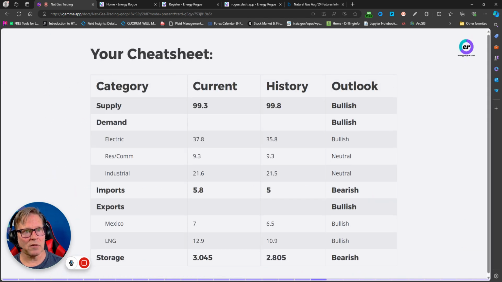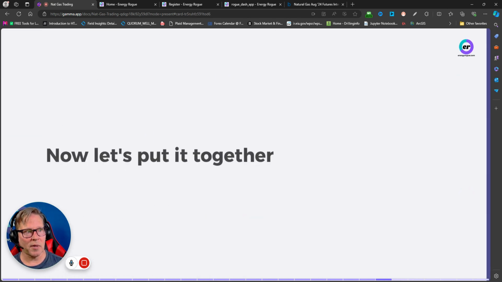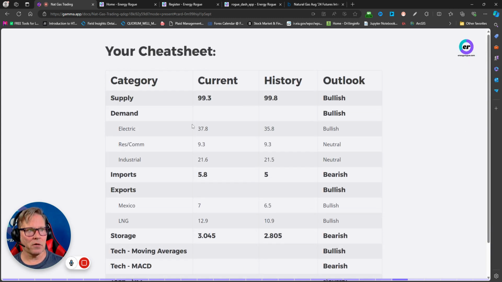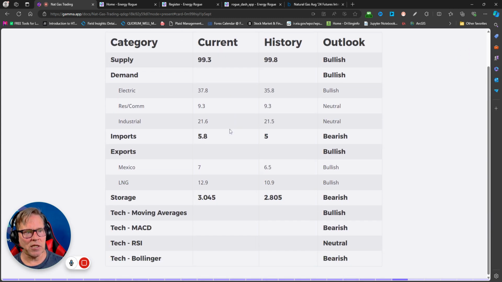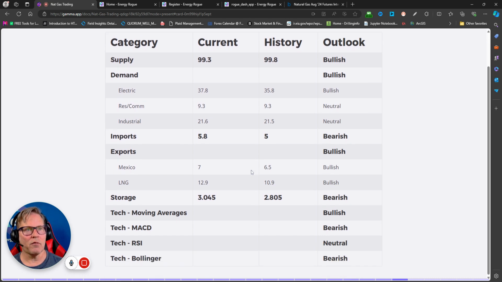So when we go back to the fundamentals, you will see bullish, bullish, bullish, and bullish is winning the fundamental, and technicals are winning the bearish argument. So now let's put it all together. This is your cheat sheet. This is how you create a determination of what the market direction is.